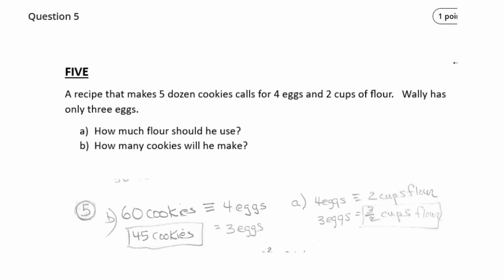Question 5, 60 cookies is aligned with 4 eggs. So that means 3 eggs will give you 45 cookies. That's the answer to number B. The answer to number A was 4 eggs corresponds to 2 cups of flour. That means 3 eggs is going to be, you take half the number of eggs for cups of flour, and so that's 3/2 cups of flour.